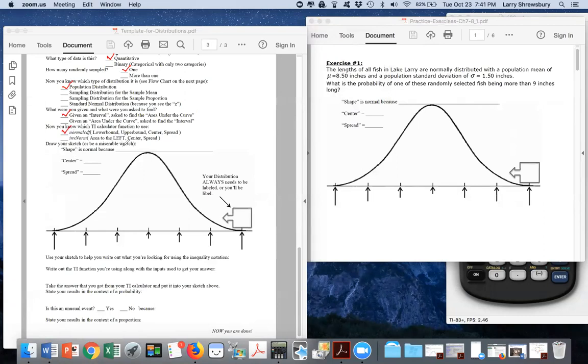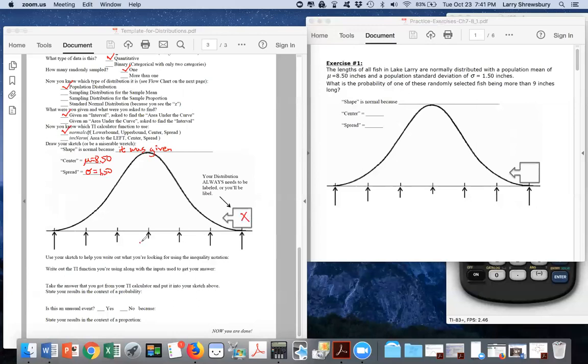So the shape is normal because, well, for this, it was given. And of course, that's only true with a population distribution. And then let's jot down our center, which was the population mean at 8.50. And this spread was the population standard deviation, which is 1.50. Okay. Now, let's put an X here. So it's a distribution of all the data values.